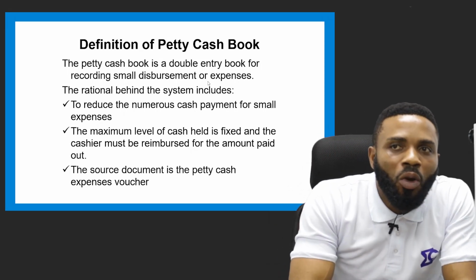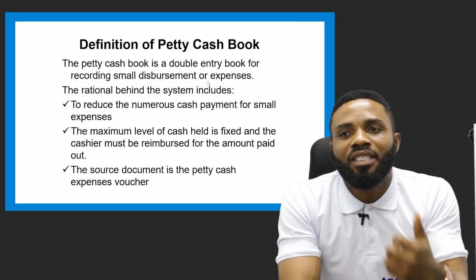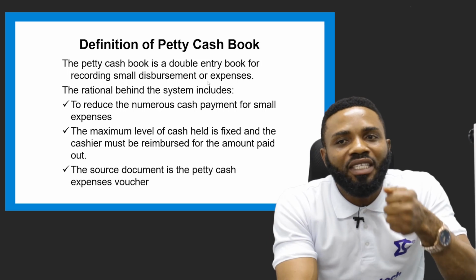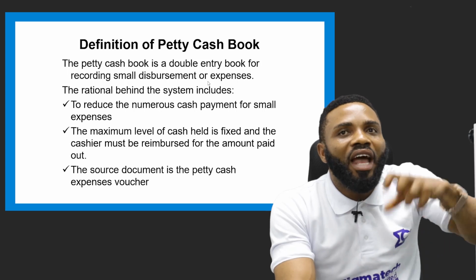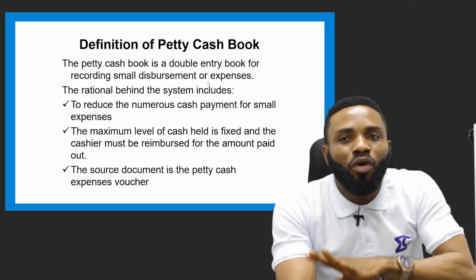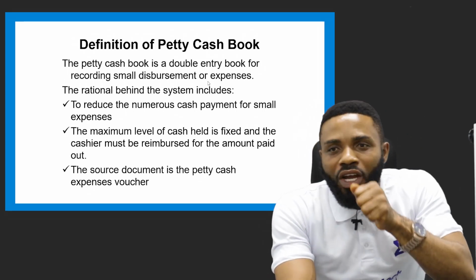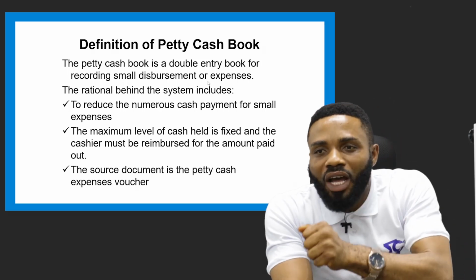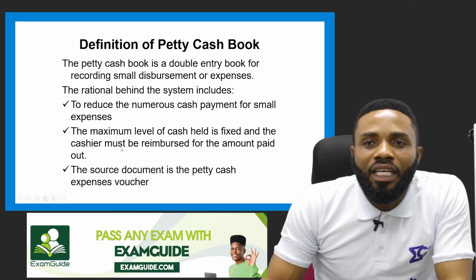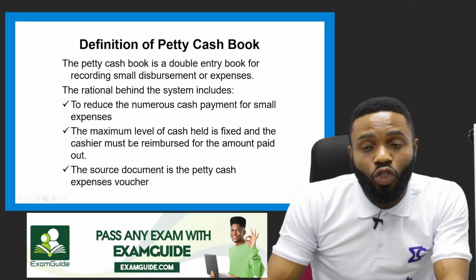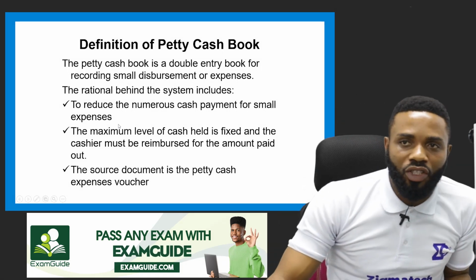But when it comes to petty cash book, what we want to look out for to be very sure that money has been spent is what we call the petty cash expenses voucher. That voucher is more like a summary of all the money that has been spent and the receipt of each of those spendings. You went to buy fuel, you went to buy stationery, all of these things will come with an evidence. So the evidence or the source document for petty cash book is what we call the petty cash expenses voucher.